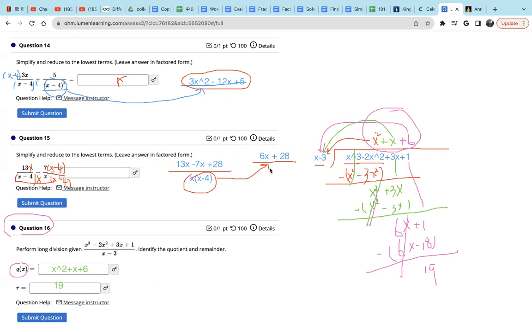Okay, let's make sure where we put this. So Q of x means quotient. The quotient is the terms above this sign, which is x squared plus x plus 6. The remainder is what's left. So R represents remainder. What's left? 19.